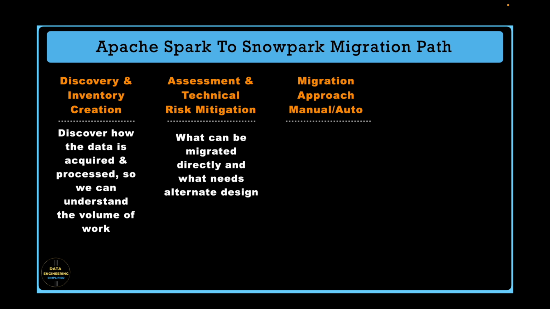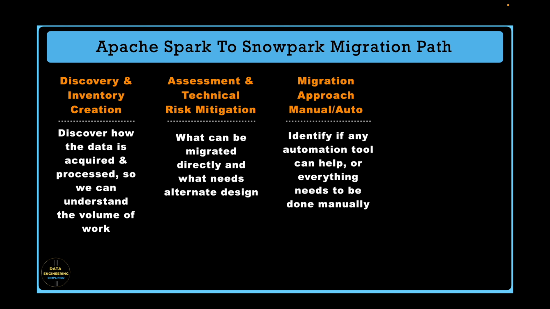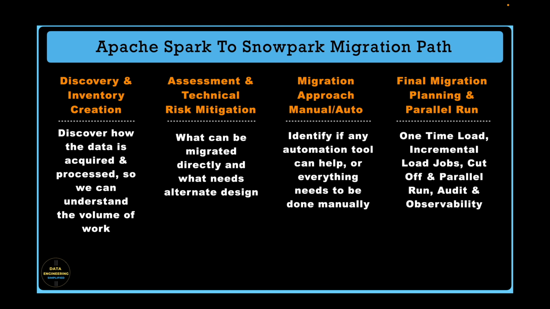Step 3, automation possibilities. Once the technical assessment is completed, we consider whether any automation tools are available to aid in the migration process. There are several tools that can help migrate SQL queries and Snowpark programs. Step 4, migration execution. Based on the workload volume, technical assessment, and chosen approach, manual or automated, we proceed with the migration activity. This includes one-time data loading, incremental data loading job design, cutoff planning, parallel run planning, and ensuring auditability and observability. This provides a high-level overview of the migration path.